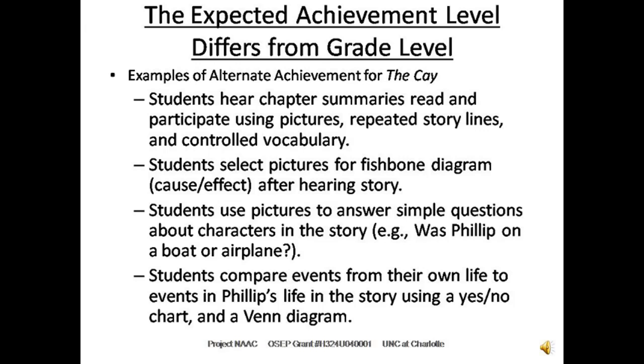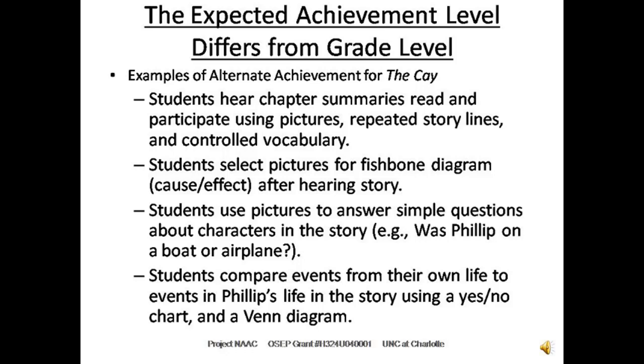Let's revisit the example earlier about the general curriculum expectations for middle school students reading the book. We know that students with significant intellectual disabilities will access the curriculum on an alternate achievement level. Using the same example from before, let's look at what students with significant disabilities may do to show performance. They may listen to a chapter summary of the same book and participate in reading the story. They may select pictures of a fishbone diagram to show cause and effect. They may answer simple questions about the characters in the story. They may also compare the events of the story to their own lives. With this example, there is definitely a link to the performance and the content, as well as depth of knowledge.